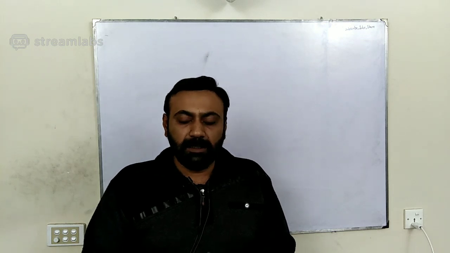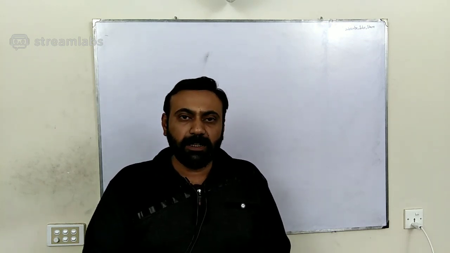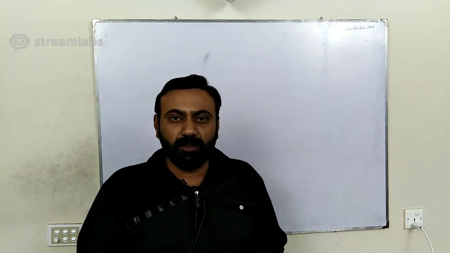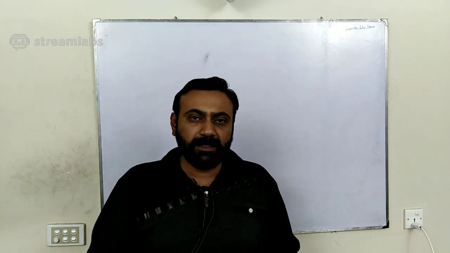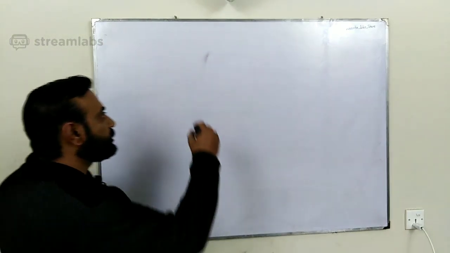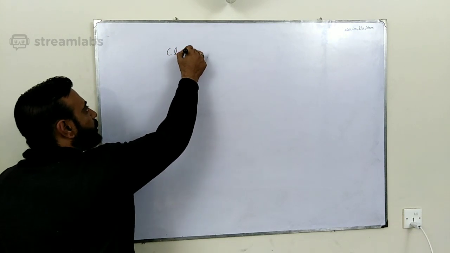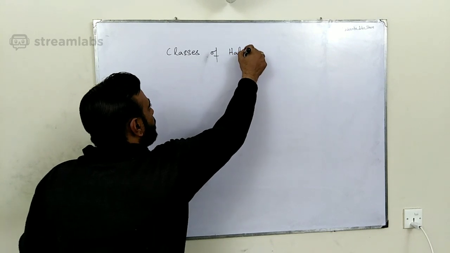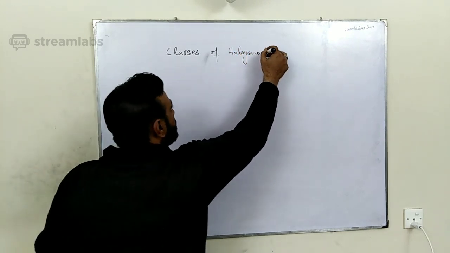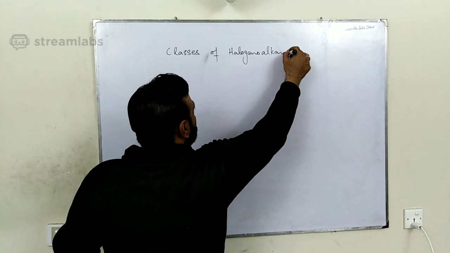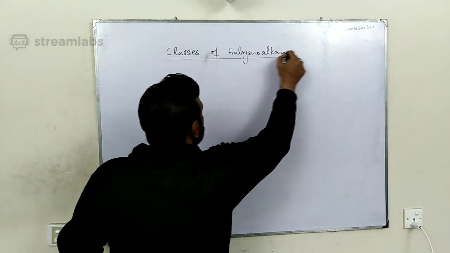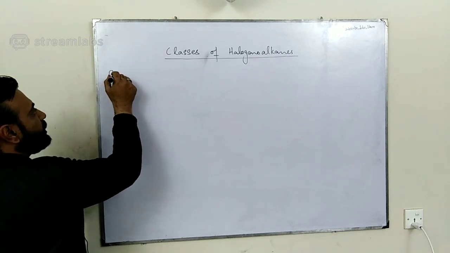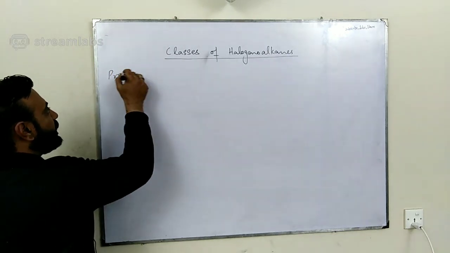Okay, let's start. Now before starting the reactions of halogenoalkanes, first I want you to get familiar with the classes of halogenoalkanes. Halogenoalkanes are actually divided into three classes. And the three classes are primary halogenoalkanes, secondary halogenoalkanes, and tertiary halogenoalkanes.